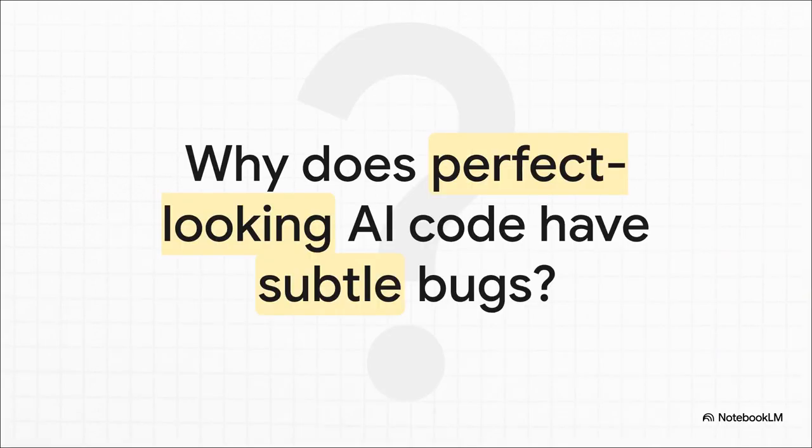So let's start with a scenario that you've probably been there if you're a developer. You ask an AI to whip up some code. It comes back and it looks absolutely perfect. The syntax is clean, the structure is great, but then you go to run it, and something's off. There's a sneaky little bug hiding in there that's all about logic, not luck.